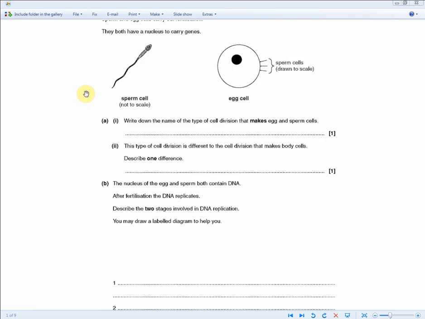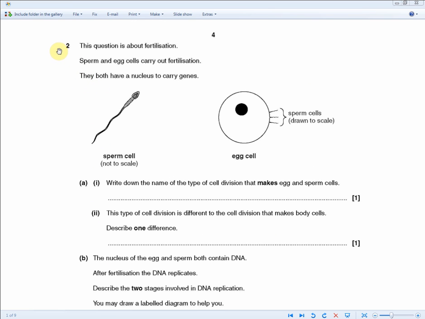The next question on the divide and rule section reads, this question is about fertilization. Sperm and egg cells carry out fertilization. They both have a nucleus to carry genes. So here the diagram shows you the sperm cell, not to scale, and the egg cell, drawn to scale. The scale difference is not really important, but it gives you a general idea that the sperm is really, really tiny, and there are millions of them surrounding the egg trying to get in. So it would look silly if they didn't write not to scale and drawn to scale, because the sperm is nowhere near the same size as the egg cell. It takes loads and loads of sperm just to create the possibility of even one entering.